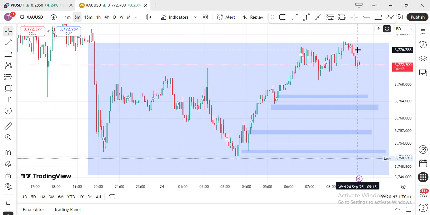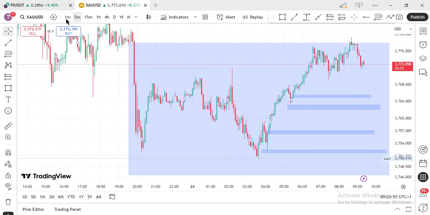Some people trade liquidity to liquidity, internal range to external range liquidity. Some people trade fair value gap to fair value gap. It all depends on how you see it. Some people combine both of them like I do. So when I have a fair value gap, I maximize it. When I have liquidity, I also maximize it. Okay, let me check some.